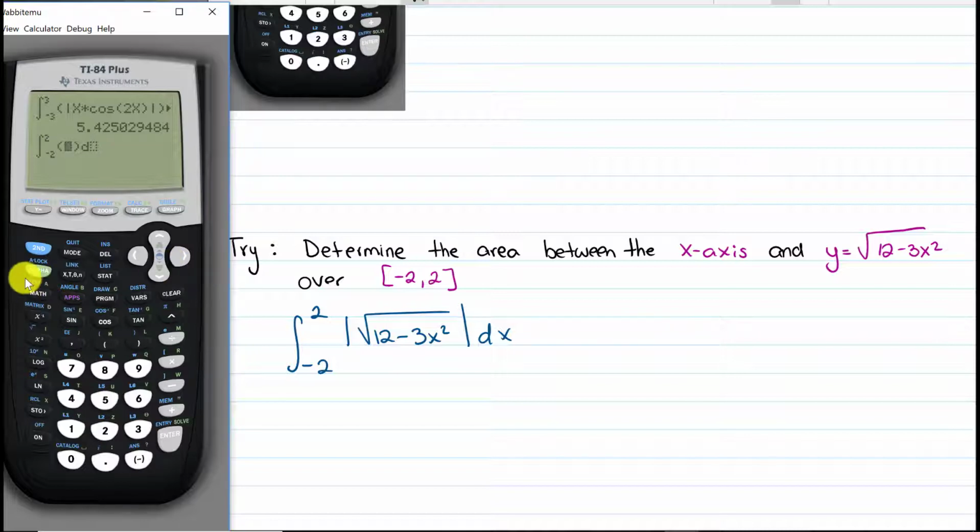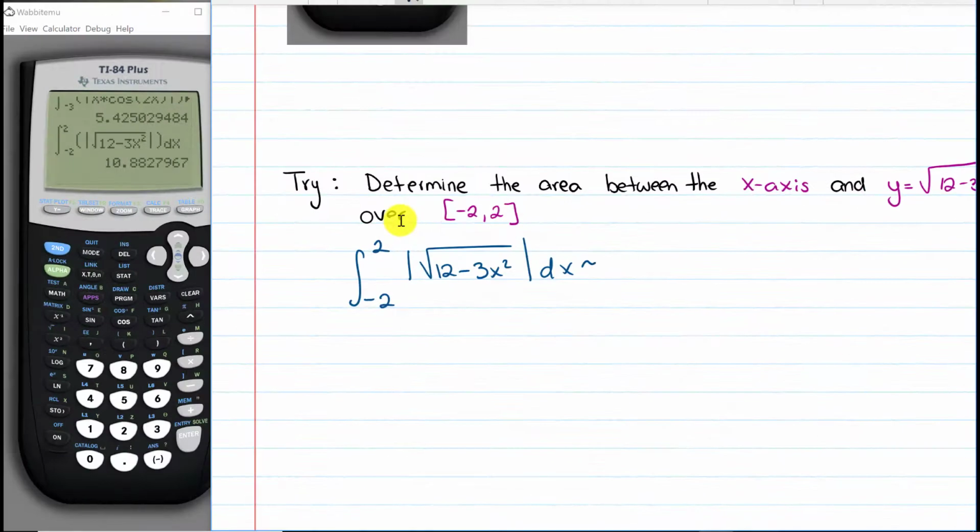And then on these calculators, you can do alpha window, so F2, and that's the shortcut for the absolute value bars. Second, square root, 12 minus 3x squared dx. Hit enter. And that's going to be about 10.882 because we truncate, we do not round. And again, remember, this is total area. This is not the actual value of the integral of y equals the square root of 12 minus 3x squared.